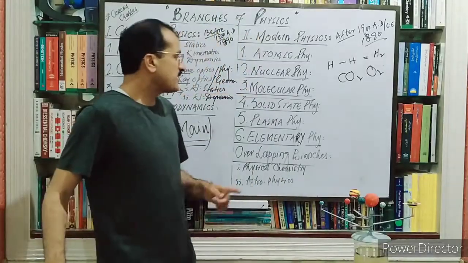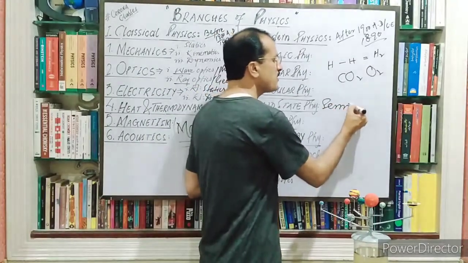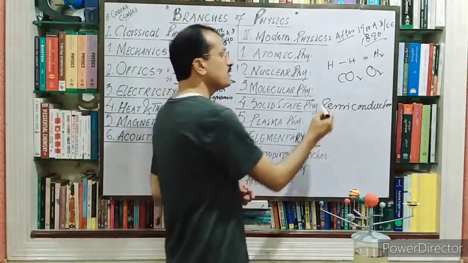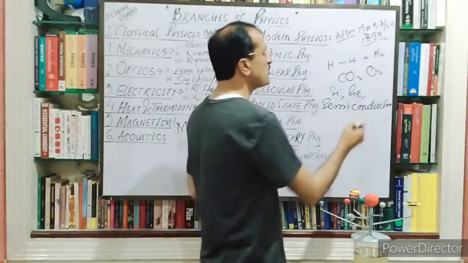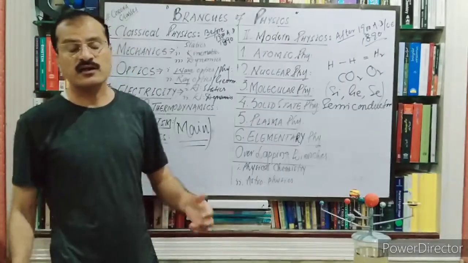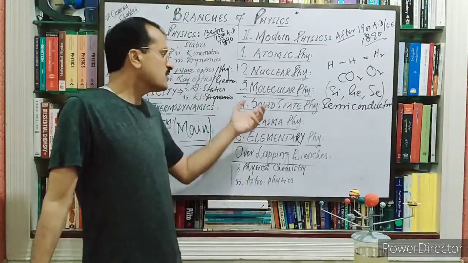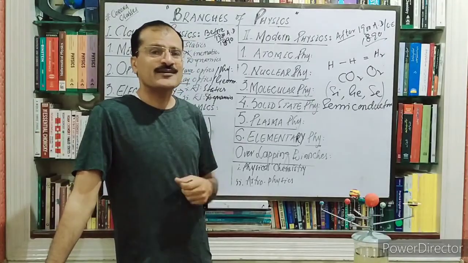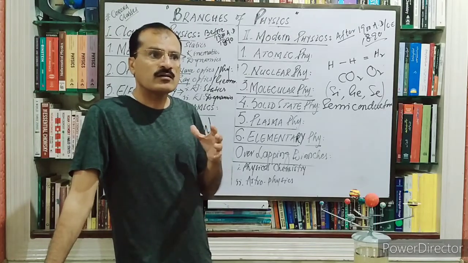So you know that solid state physics is simply related to semiconductors. Which are the most important semiconductors? Then you have to remember these examples of semiconductors: silicon, germanium, selenium. They are very famous semiconductor materials. And this whole of electronics is actually the application of solid state physics, because you will study in the coming chapters how semiconductors are obtained.